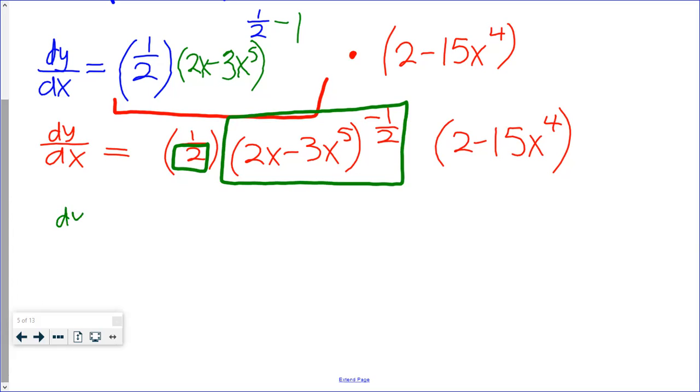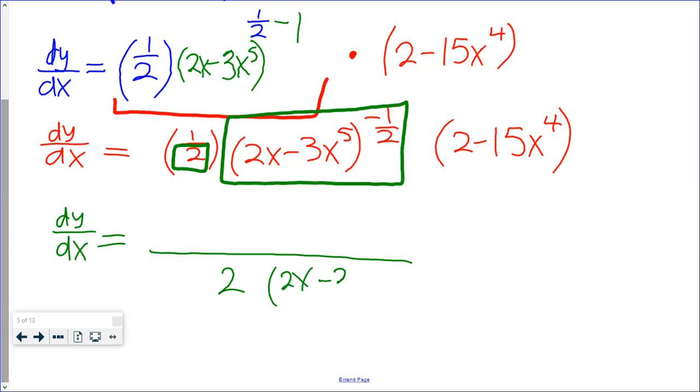So dy over dx is going to be equal to, so there's a 2 from the fraction, then I have 2x minus 3x to the power of 5 to the power of positive 1/2. I could rewrite that as a square root if I wanted. And what I'm left with in the numerator has a 1 over here. That's not going to affect anything. So I can just write this component 2 minus 15x to the power of 4.